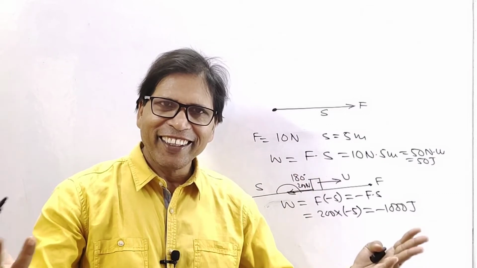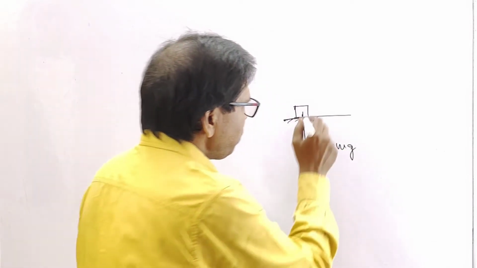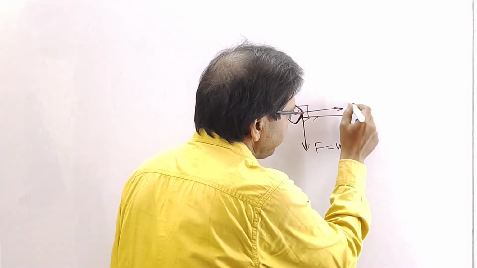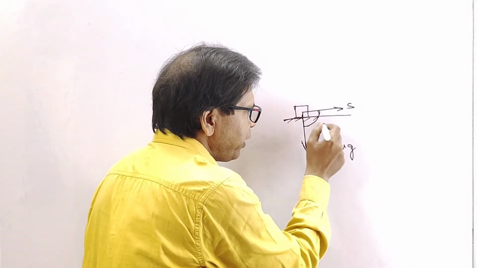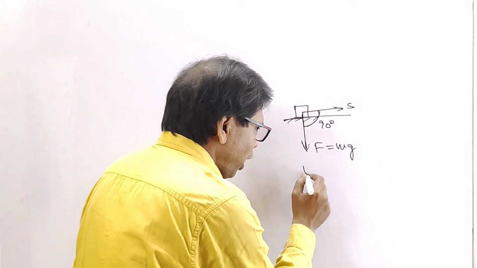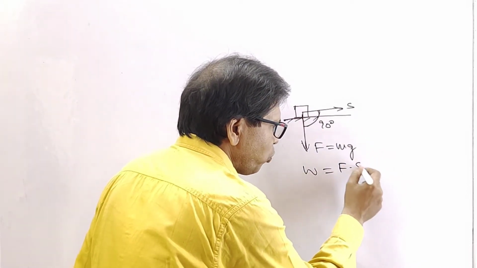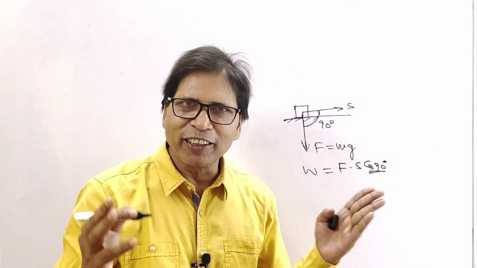Okay, understood? Now look at this, a block. The force acting on a block is mg. If the displacement of the body is along this direction, the angle between displacement and force is 90 degrees. So in this case, the work done W equals F into S into cos 90 degrees. Now cos 90 degrees equals 0.